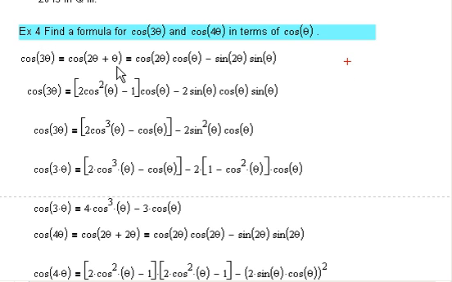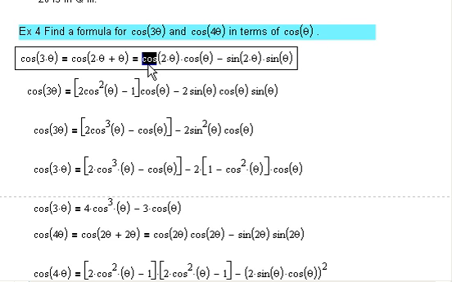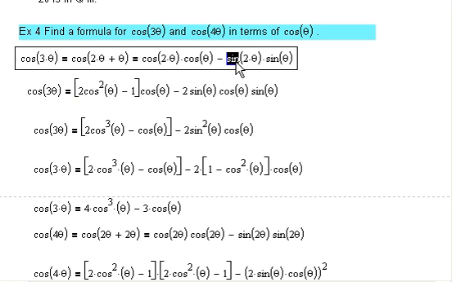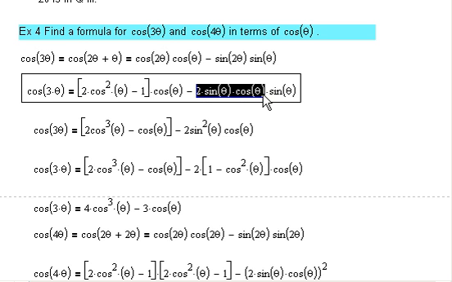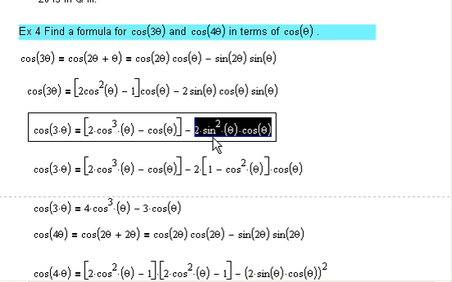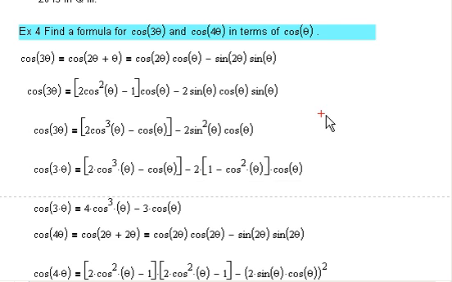That's easy enough. And since we're trying to get it in terms of cosine theta, we'll replace this cosine 2 theta with 2 cosine squared theta minus 1. This sine 2 theta, we'll just replace with 2 sine theta cosine theta as we normally would. And now notice when we multiply out this side, we get 2 cosine cubed theta minus cosine theta. Here we have 2 sine squared theta times cosine theta, and this 2 sine squared theta can now be replaced with 2 times 1 minus cosine squared theta. Remember, our goal is to have everything in terms of cosine theta.